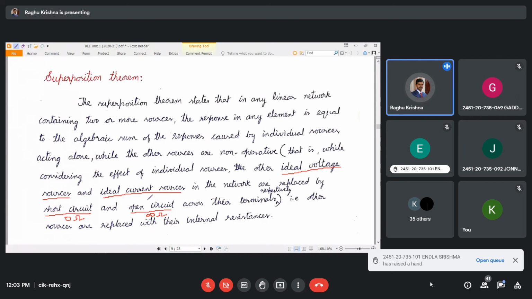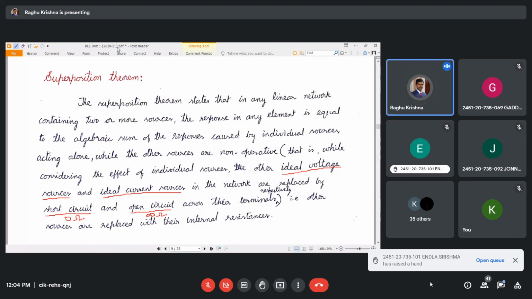So current will be 0 when the circuit is open, right? In this way also you can remember. For a voltage source, if the resistance is 0, voltage is equal to 0, right? V equal to IR. Resistance equal to 0 means voltage is equal to 0. And for a current source, if the circuit is open, then current will be 0.